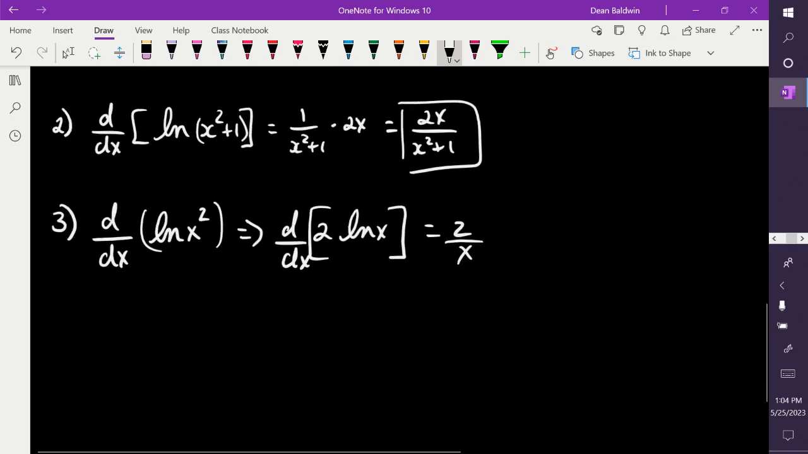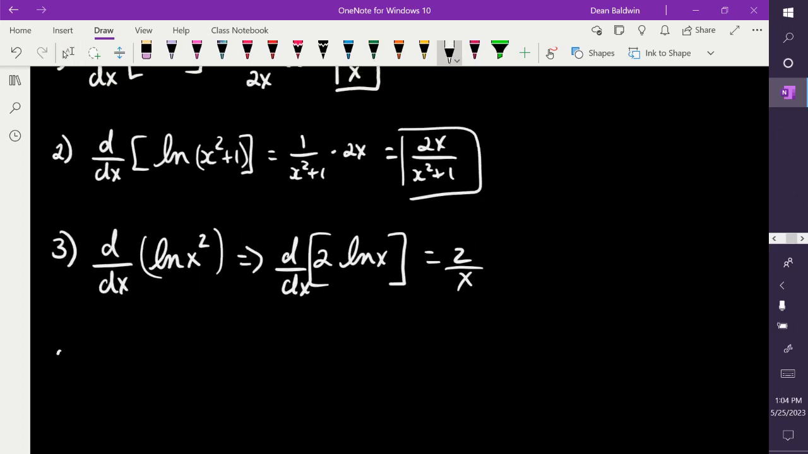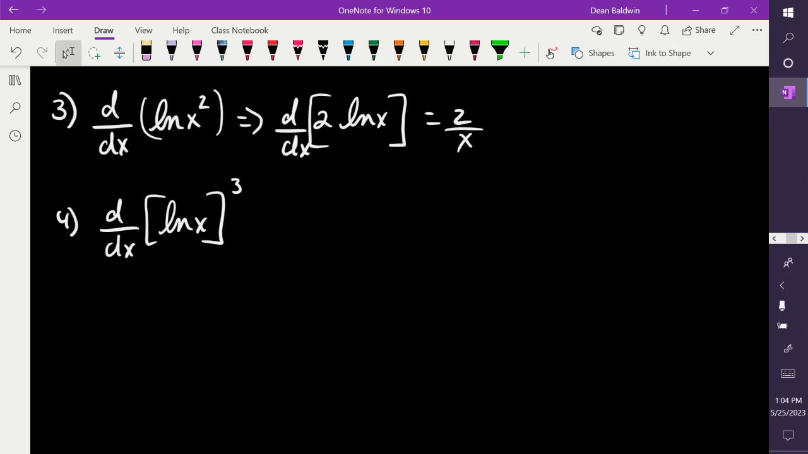Okay? All right. What if you have this? The natural log of x, all cubed. I don't like the square brackets. Let's do round brackets. There we go.